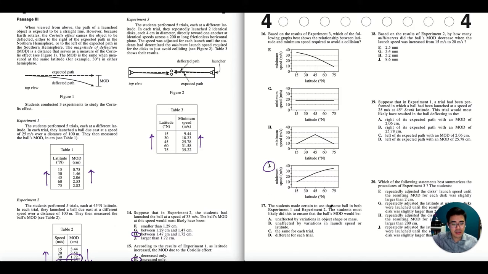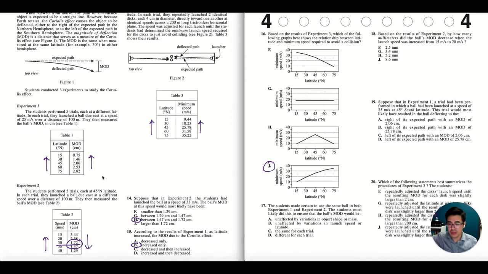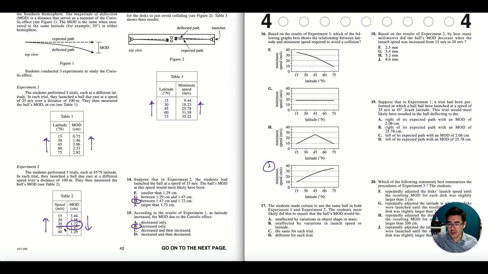17. The students made certain to use the same ball in both experiments 1 and 2. The students most likely did this to ensure that the ball's mod would be... Okay, experiment 2. In experiment 2, they're measuring the mod, so they don't want it to be the same for each trial. And the other thing is they're talking about a control variable here. So you use a control variable to not have it impact your results. So you don't want your results to be the same.